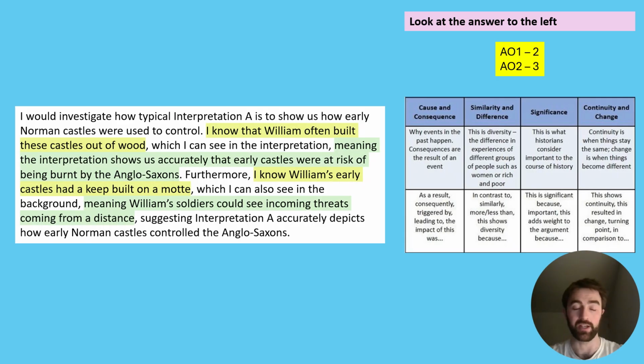And here you can see where the author has used both AO1 and AO2. The yellow is the AO1 and the green is the AO2. I know that William often built these castles out of wood, meaning the interpretation shows us accurately that early castles were at risk of being burnt by the Anglo-Saxons. Then, I know William's early castles had a keep built on a motte, meaning William's soldiers could see incoming threats coming from a distance. Brilliant. This is going to hoover up the marks there.